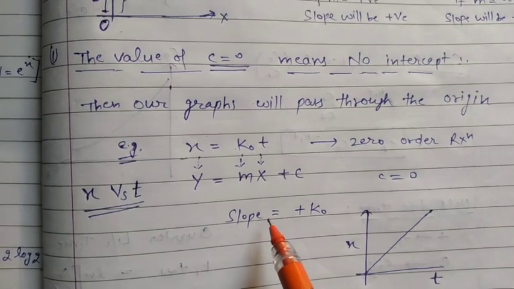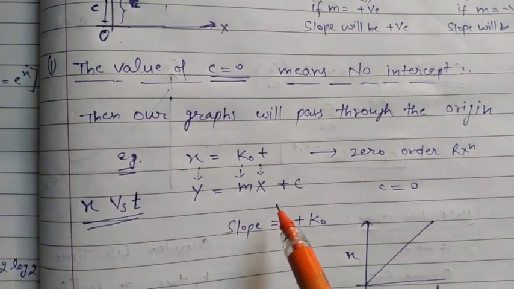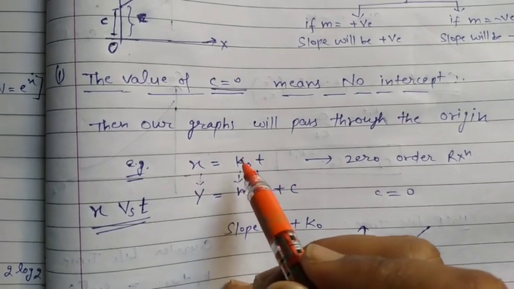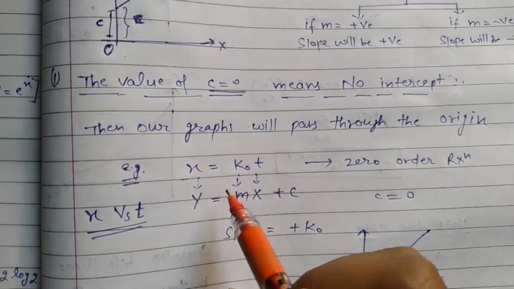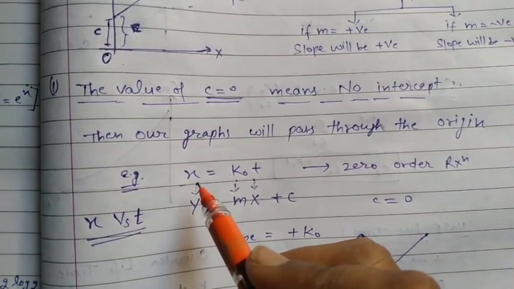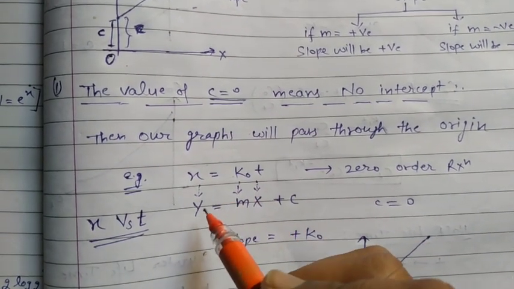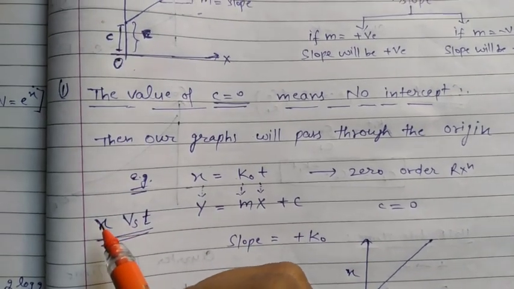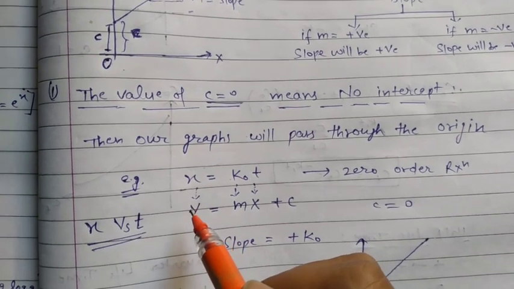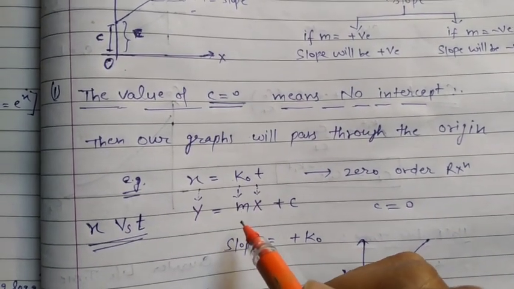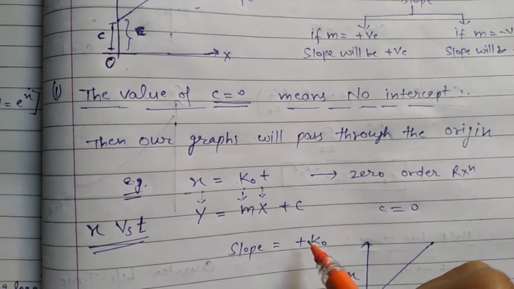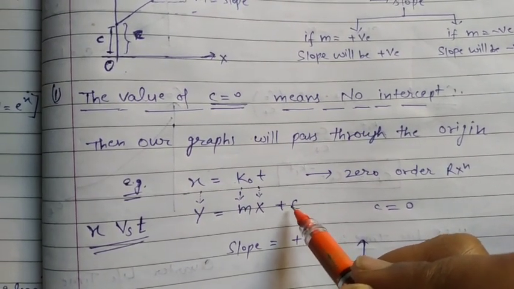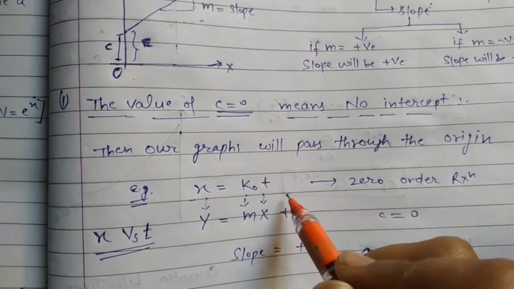Suppose in chemical kinetics, as you know, the equation for the zero order reaction is x is equal to k naught t, where t is the time. So we can compare this equation with the straight line equation y is equal to mx plus c. Suppose we have to draw the graph between x and t. So this will be y, and here the value of slope is k naught, with positive slope. As you can see, the value of intercept, meaning c, in this equation is 0.